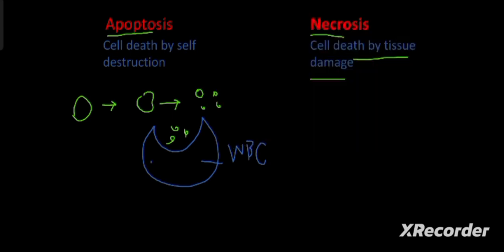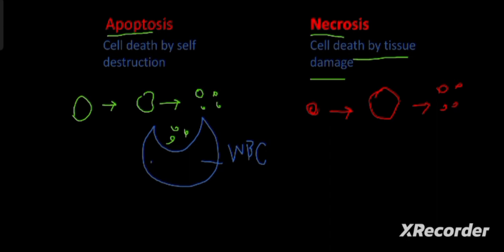On the other hand, in necrosis, for example, this is a cell, it swells and then bursts. In necrosis, the internal content is released into the external or extracellular atmosphere. So this damages the neighboring cells and also causes inflammation. But in apoptosis, the intracellular content is phagocytosed by the phagocytic cell, so there is no inflammation and it does not harm any neighboring cell.